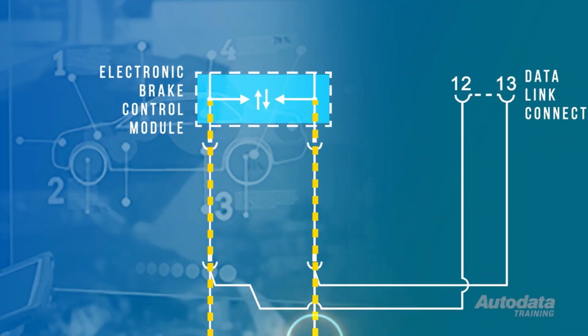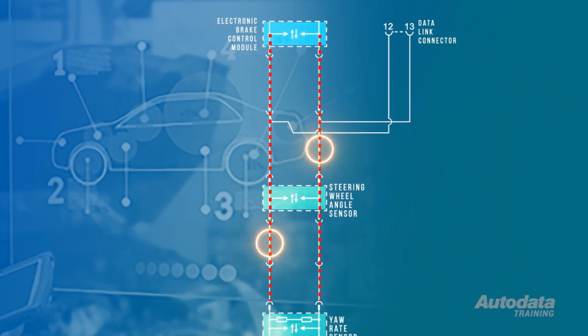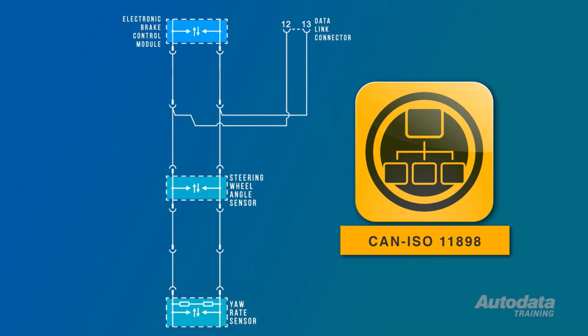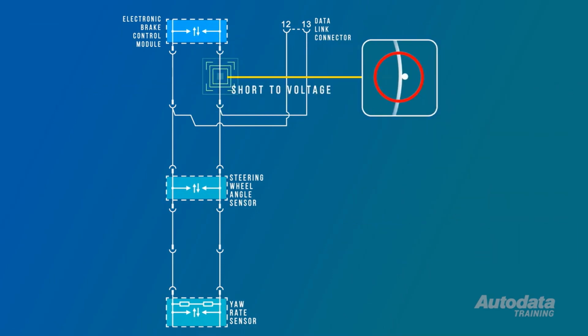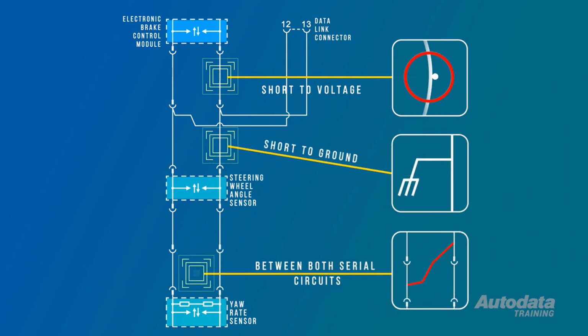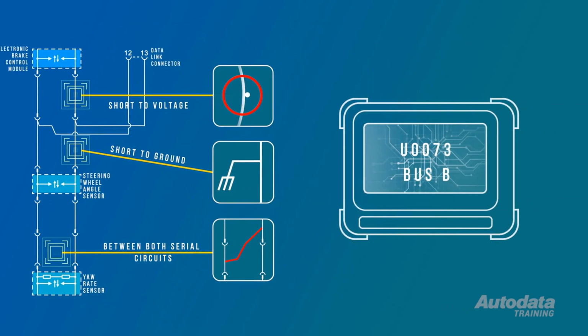A serial data fault within the electronic stability platform will prevent components transferring messages and cripple the network. These systems utilise CAN for real-time data transfer between the various modules. A short to voltage, ground, or between both serial circuits can cause a bus to go offline. Setting U0073 Bus B DTCs.